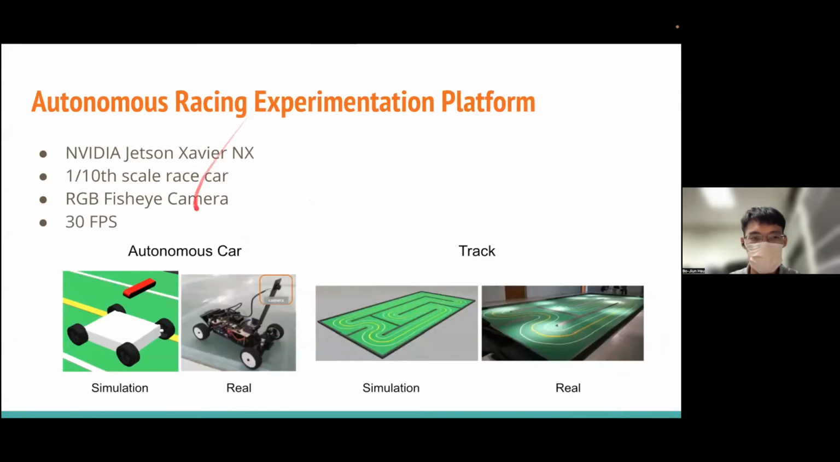We use the F110 scale autonomous racing platform that we built ourselves, using an NVIDIA Jetson Xavier NX with GPU to accelerate the computation of neural networks, and using a fisheye camera, which has a larger field of vision than a normal camera, allowing the car to get more information about the environment, which may help the car find a better strategy.